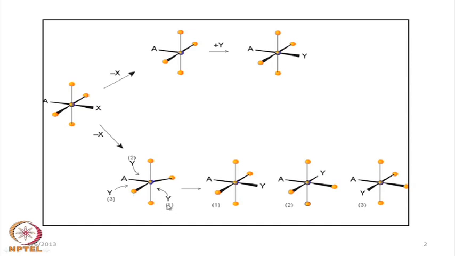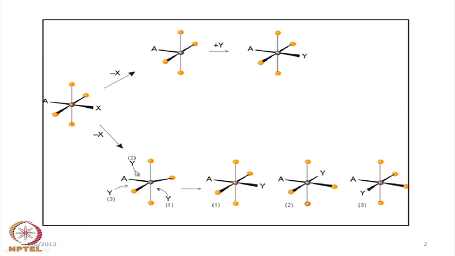So, when Y is attacking the cobalt center to get back the original octahedral structure, that means the attack of Y will take place from this side, which is marked as site number 1, giving rise to the same product with the change of X by Y only, which here we also get. That means the retention of configuration, that means the trans configuration of the complex.